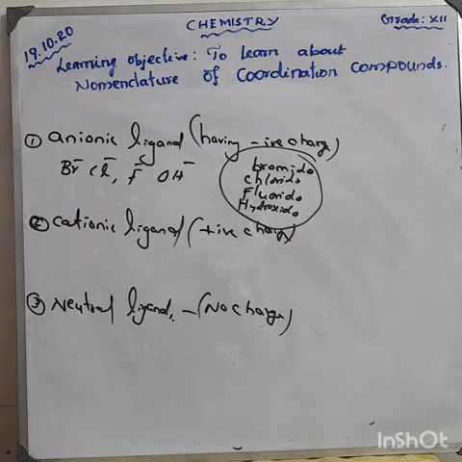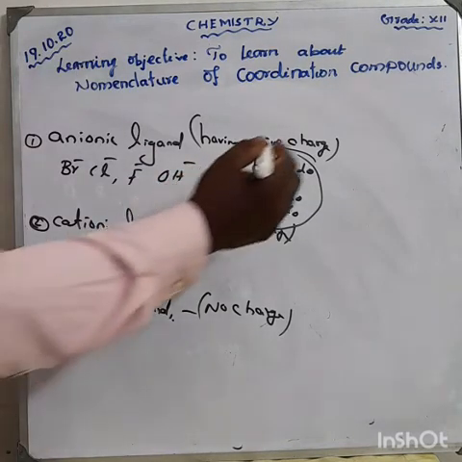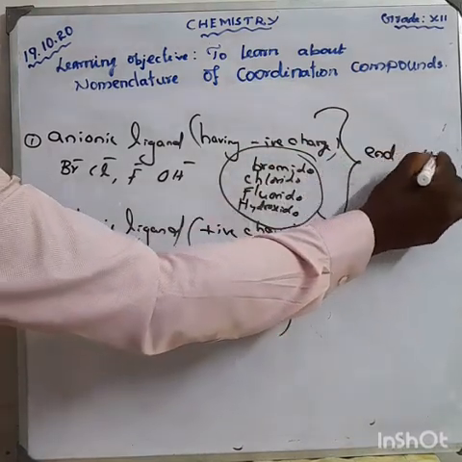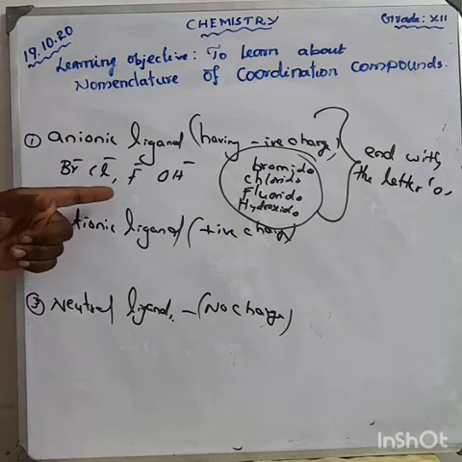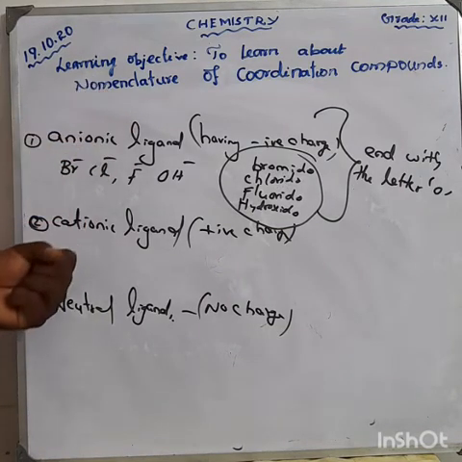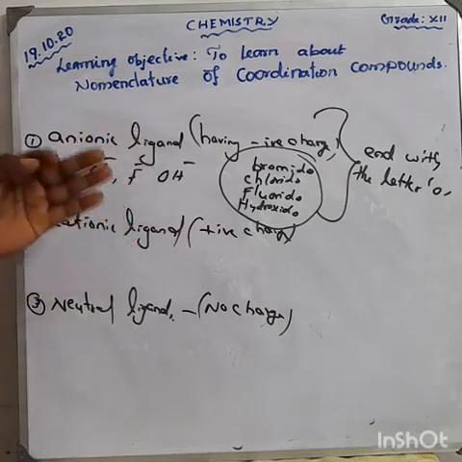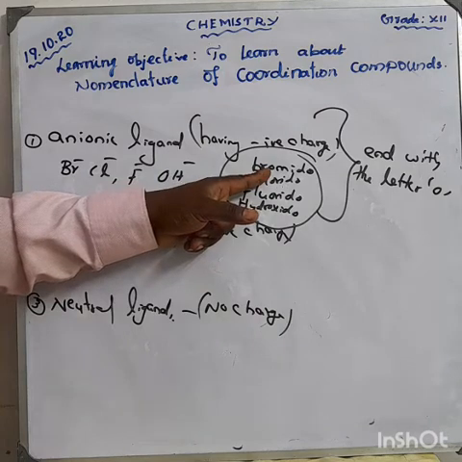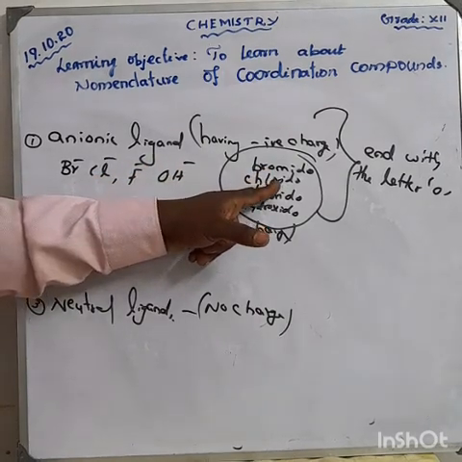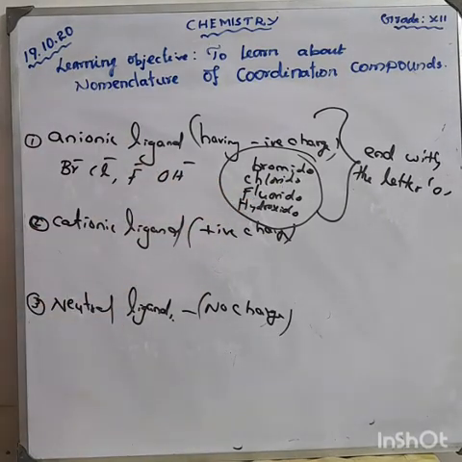What is the anionic ligand? The ligand which has a negative charge. What is the speciality of these negative ligands? These ligand names end with the letter O, the last letter O. Example: bromine ion, we give bromido. Chlorine ion, we give chlorido. Fluorido. Hydroxido. Like that, ending with O. These are called anionic ligands.